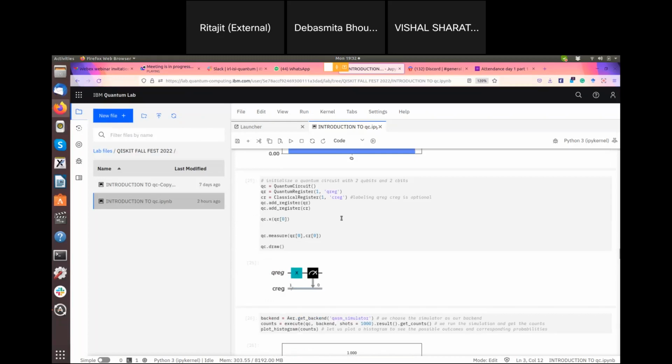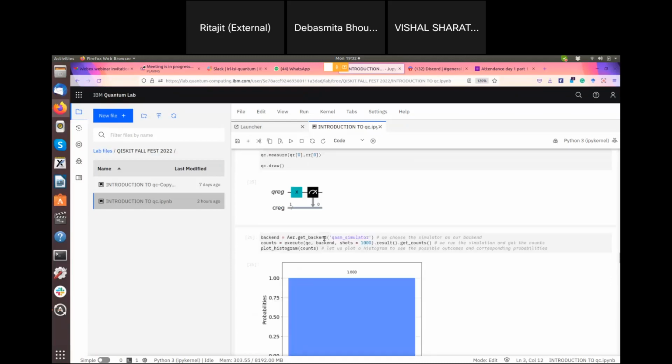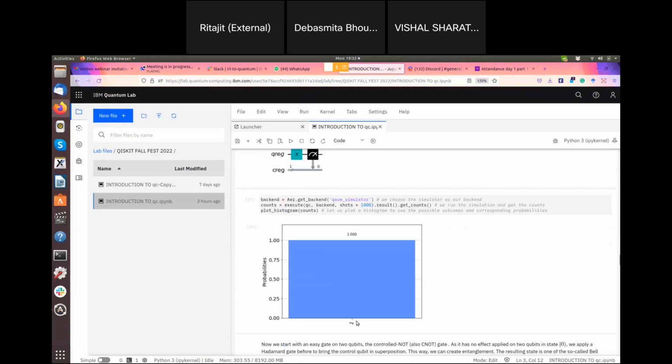Now let's insert a bit flip or X gate here. So here we take the same circuit and insert an X gate on the first qubit. You have already seen how to insert. We will measure now. So after measuring, what happens? Let's see. We have run the same code, and now for 1,000 times we are getting one. So this is how we measure and see what is the outcome of our quantum circuit in Qiskit.